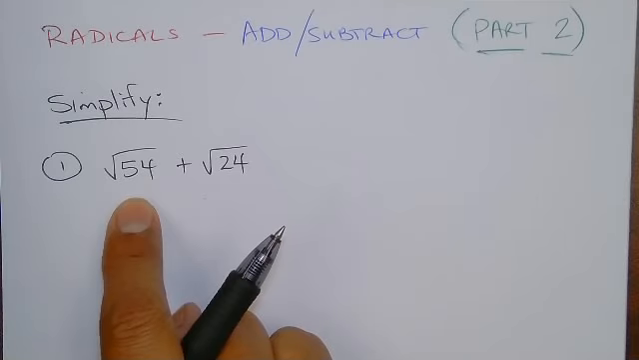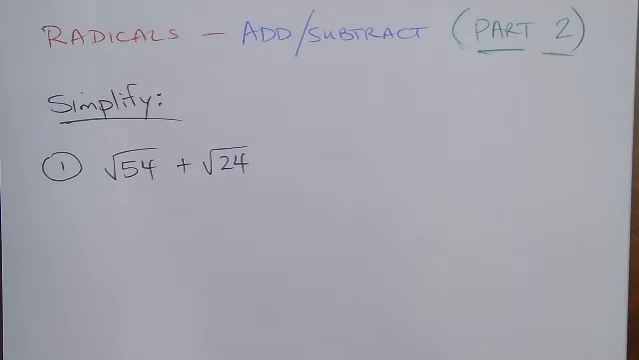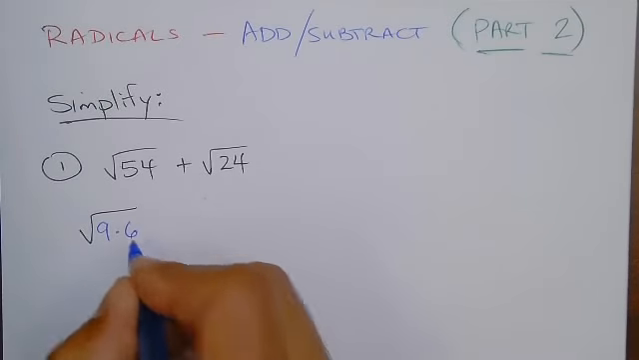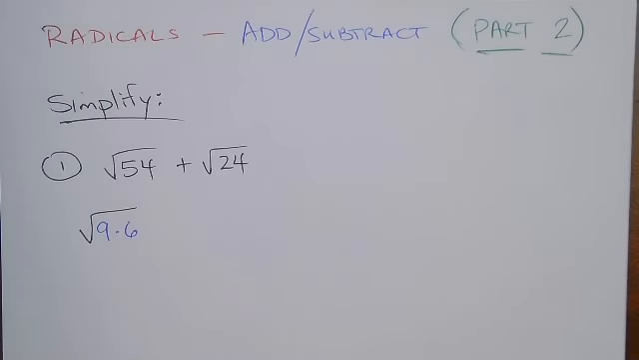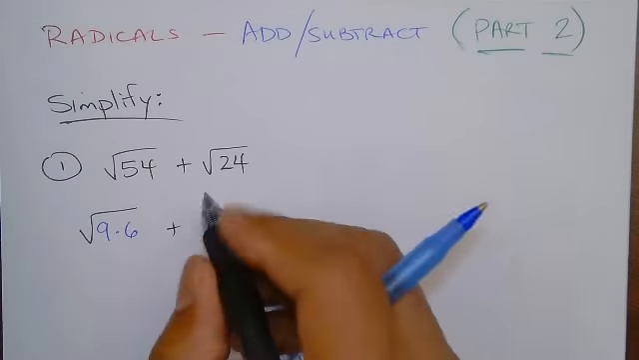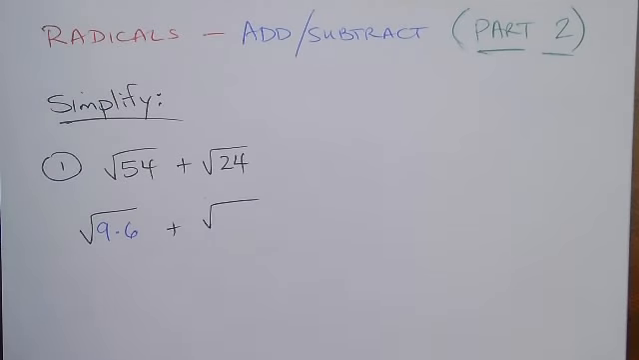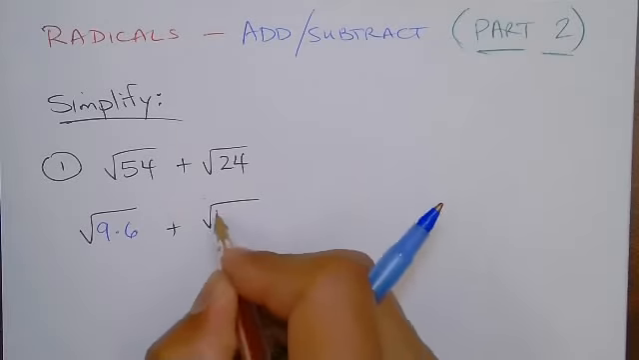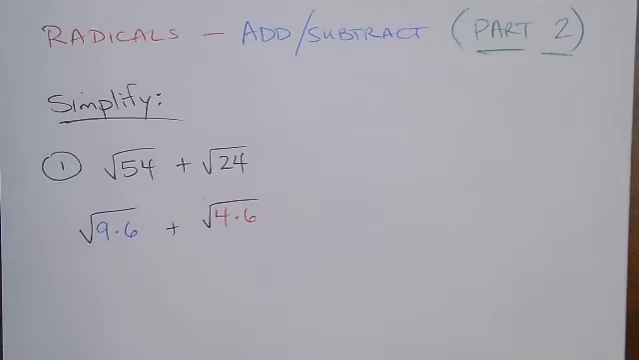Is 54 at its simplest form? No. And is 24 at its simplest form? No. Anybody can tell me 54? 9 times 6, I think. Derek is saying that 54 is a 9 times 6. And guess what? 24 is a 4 times 6. And then what?